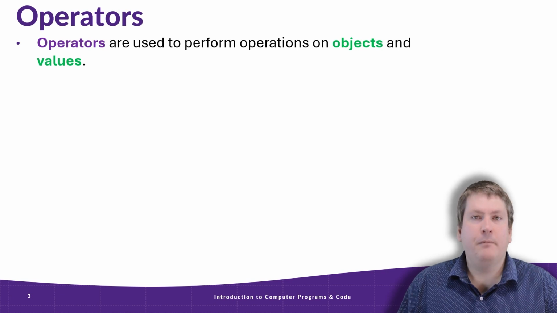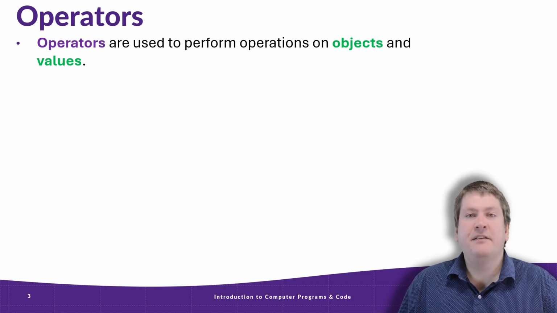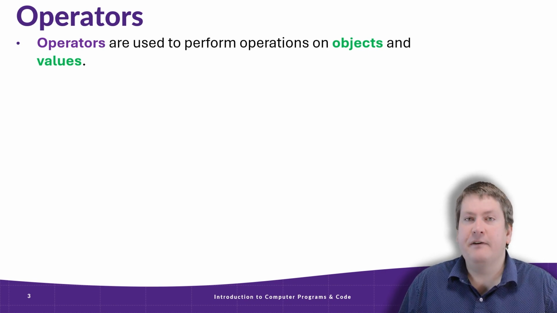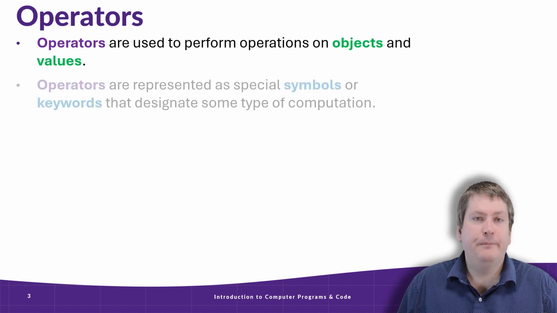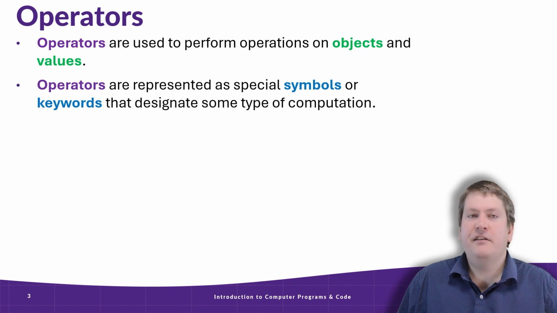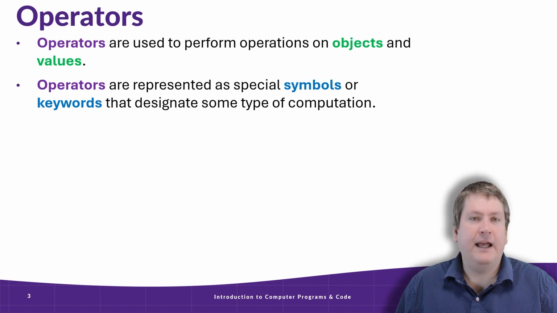Operators are used to perform operations on objects and values. These operations can be as simple as adding two numbers together, or as complex as checking if a value is in a list of values. Operators are represented by either a special symbol, such as a plus sign for addition, or a keyword such as the in keyword to check if a value is in a collection.